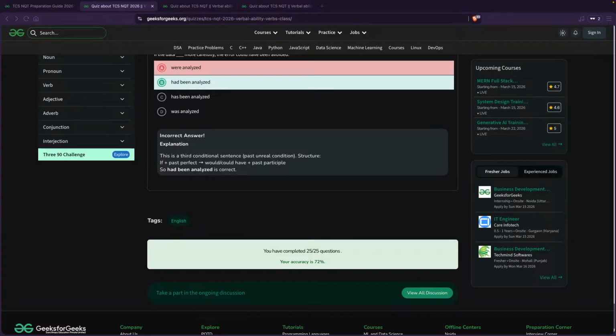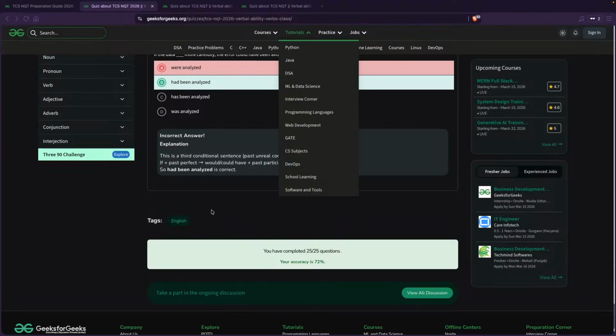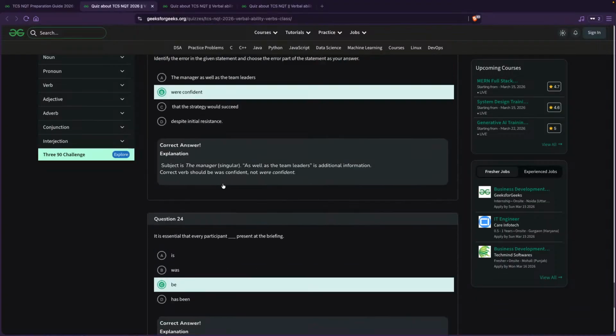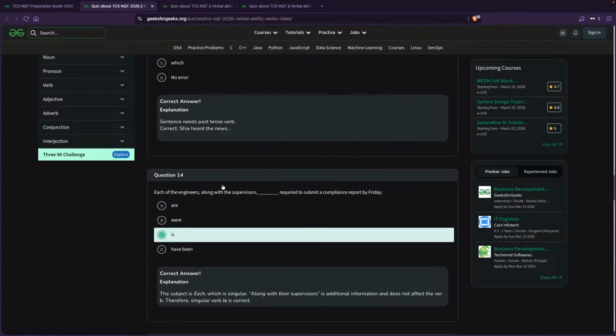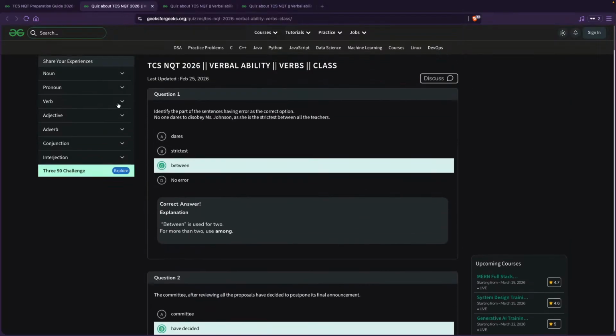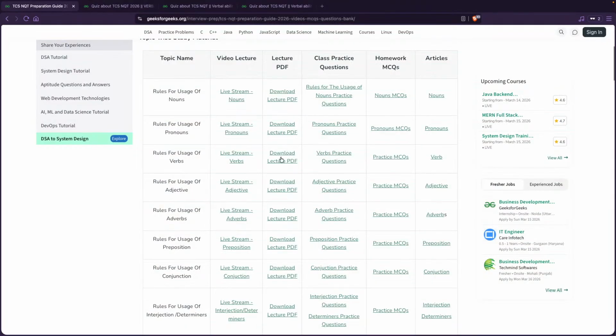Well, I got 72% this time. I think my accuracy should be above 90 if I want to be fine in it. In the first attempt my accuracy was 35, then it became 50 something, now 72. Let's see. And the next one is rules of use of verbs.